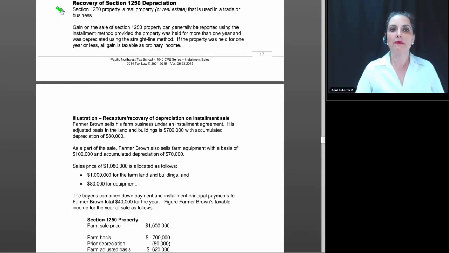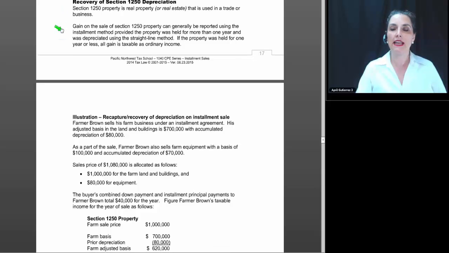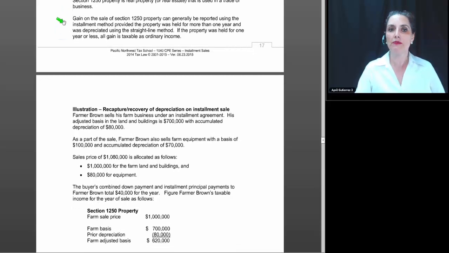Section 1250 property is real property or real estate that is used in a trade or business, and gain on the sale of Section 1250 property can generally be reported using the installment method, provided that the property was held more than 1 year and was depreciated using the straight line method. If the property was held for 1 year or less, then all gain is taxable as ordinary income.